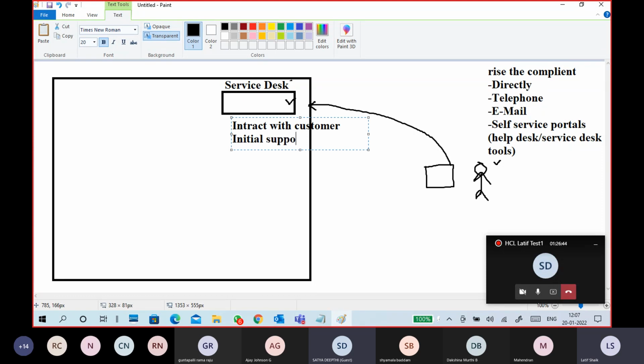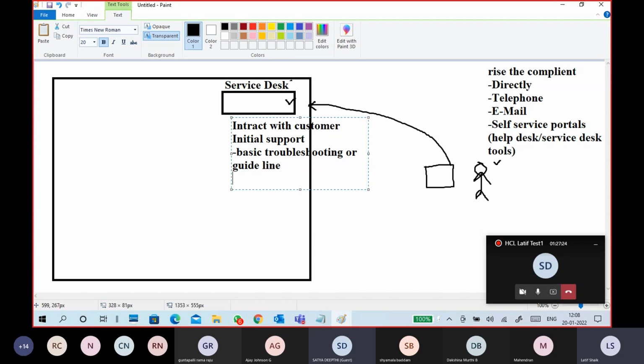Now, initial support doesn't mean saying, don't worry sir, your problem will be solved, don't cry now. They don't say like that. Initial support means basic troubleshooting, or providing certain guidelines: sir, do like this, and your problem may be solved. That is the main primary duty of your service desk people.